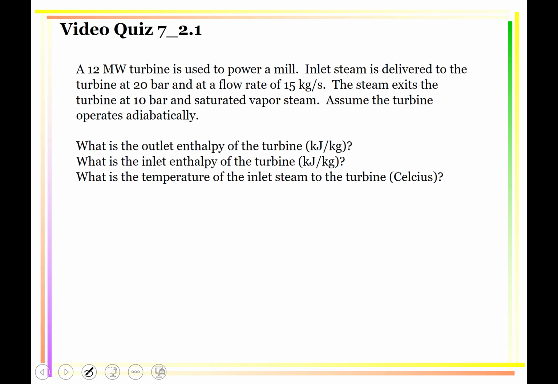So the first video quiz you have is: a 12 megawatt turbine is used to power a mill. Inlet steam is delivered to the turbine at 20 bar, at a flow rate of 50 kilograms per second. This is superheated, so we do not have enough information to get the H. We do not know, just based on being superheated at 20 bar, the H. The flow rate is given.